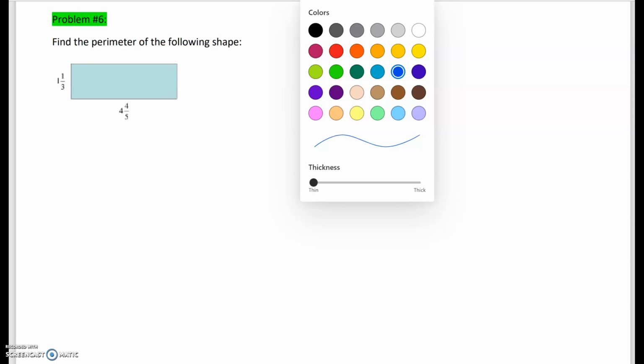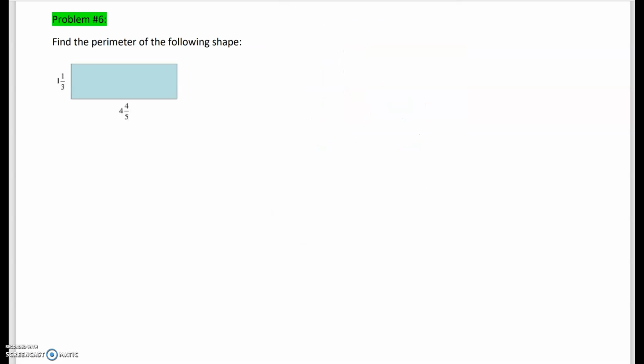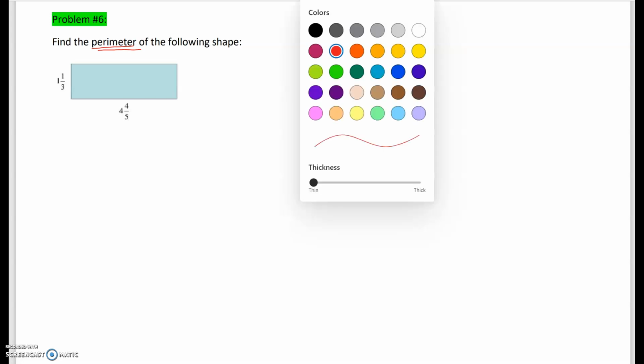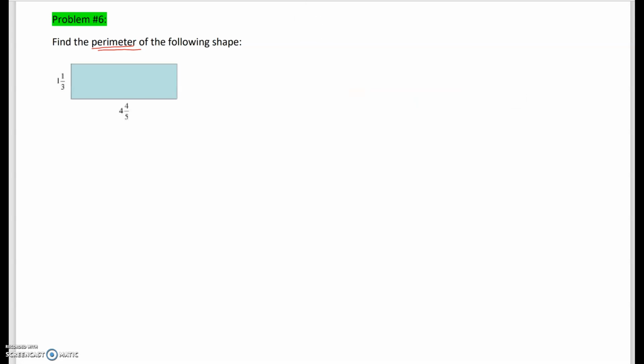Hi class, let's take a look at problem 6, which is another set of applications. And what they want on this one is the perimeter. Now remember that the perimeter is the entire distance around the object. So in this case, the formula that we're going to use is P is equal to 2L plus 2W.